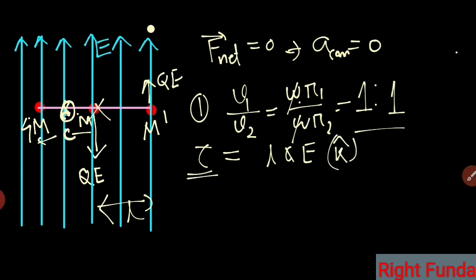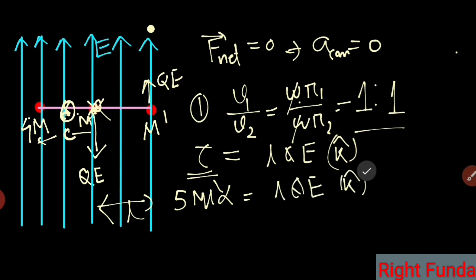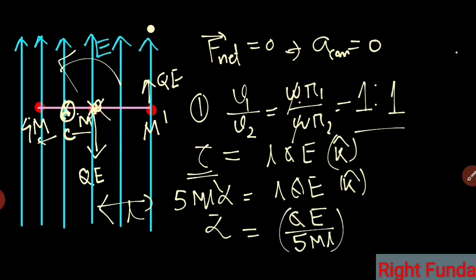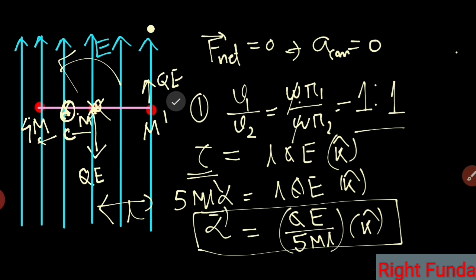What is the moment of inertia of the system about this point? We'll see. This will be 0, and then 4M into L square plus M into L square. So 5ML square into alpha is equal to L QE in the k-up direction. This rod has a tendency to move in the k-up direction. K-up means this will be anticlockwise. So alpha we can calculate, this is equal to QE by 5mL in the k-up direction. This is the alpha of the system.